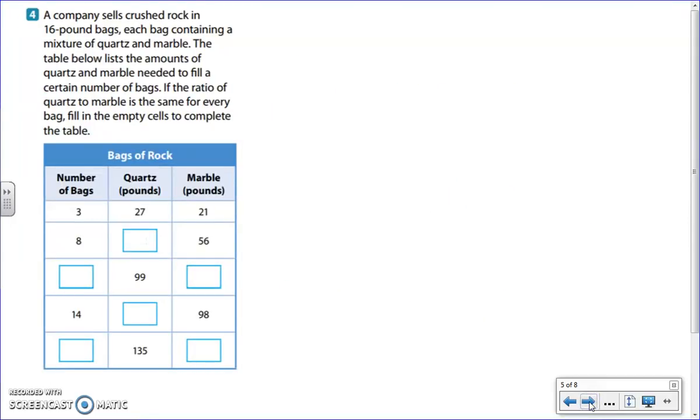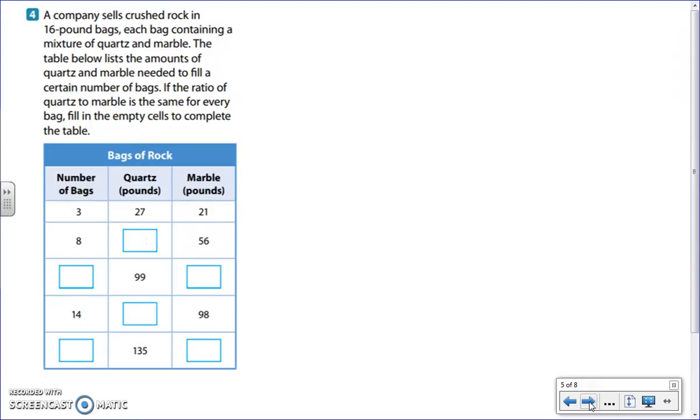The problem says a company sells crushed rock in 16-pound bags, each bag containing a mixture of quartz and marble. The table below lists the amounts of quartz and marble needed to fill a certain number of bags. If the ratio of quartz to marble is the same for every bag, fill in the empty cells to complete the table. So it looks to me like we need to find some patterns here.